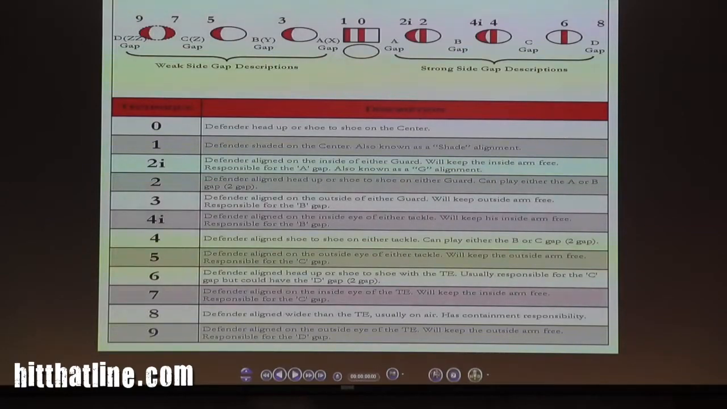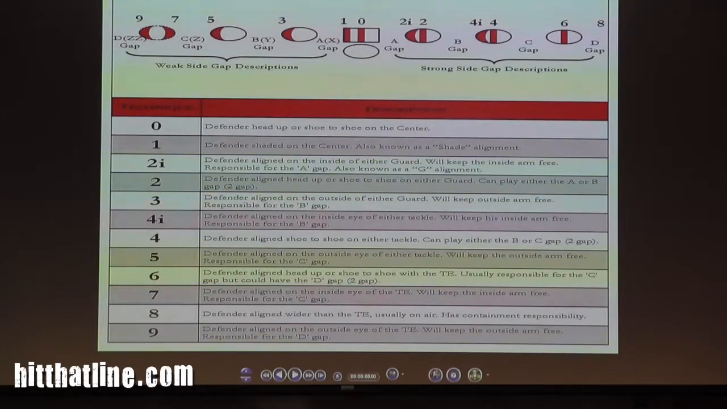A 4-eye. A 4-eye is the same thing as a 2-eye, but the only thing is it is off the tackle. It's inside shade of the tackle. He's a B gap player. And you see a lot of this. 4 technique, it's head up, shoe to shoe. 5 technique is just a little wider.